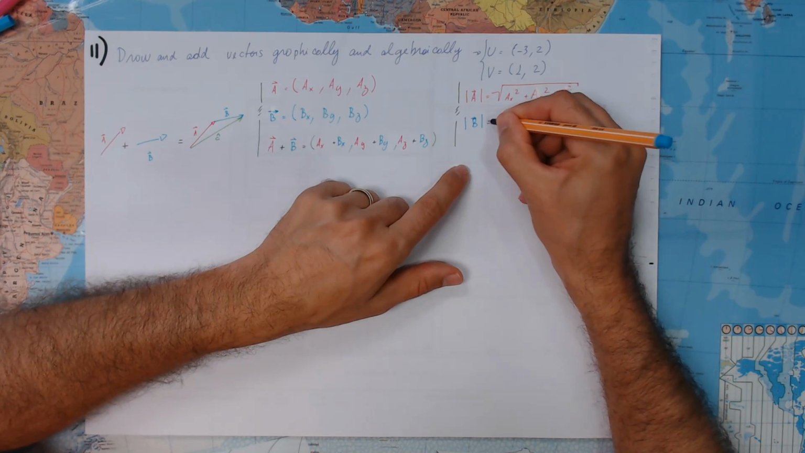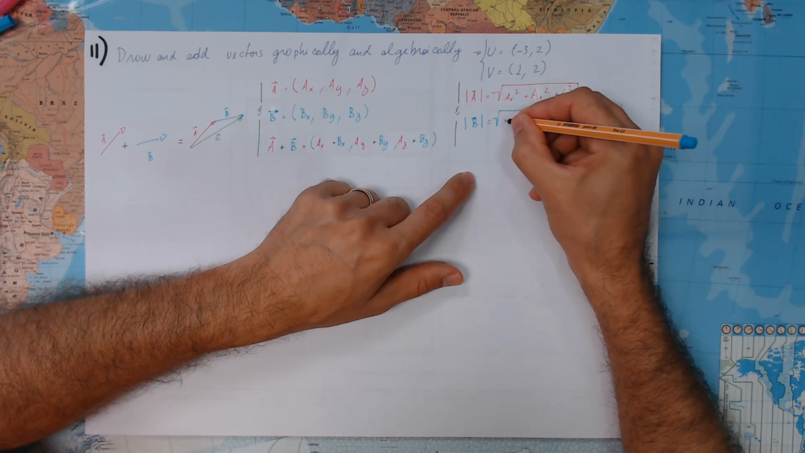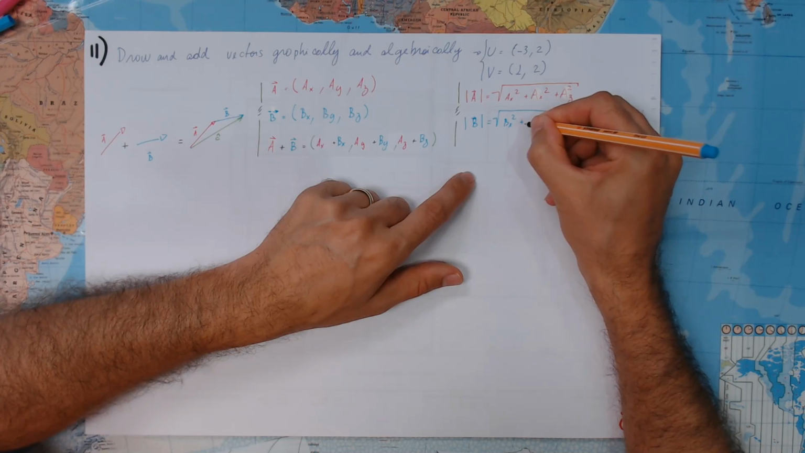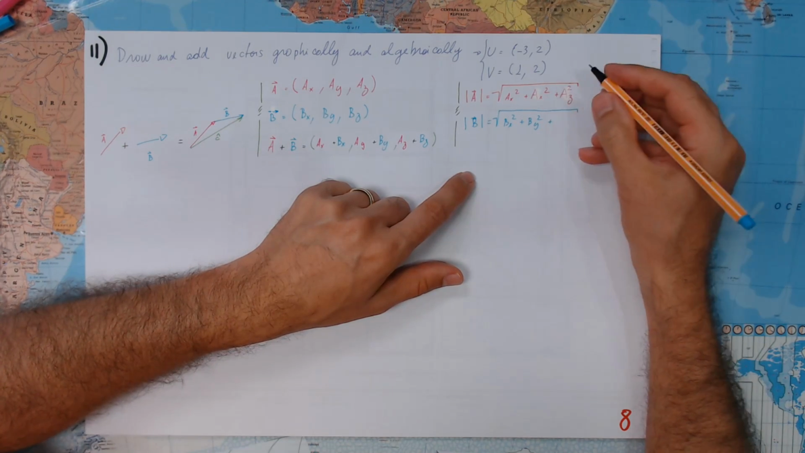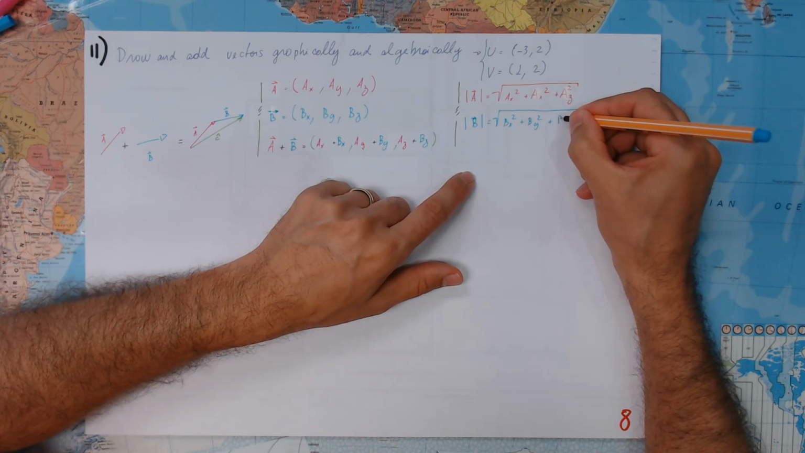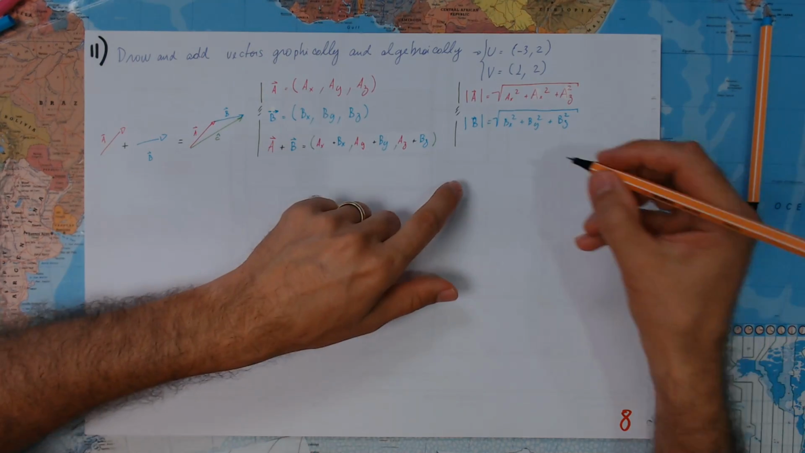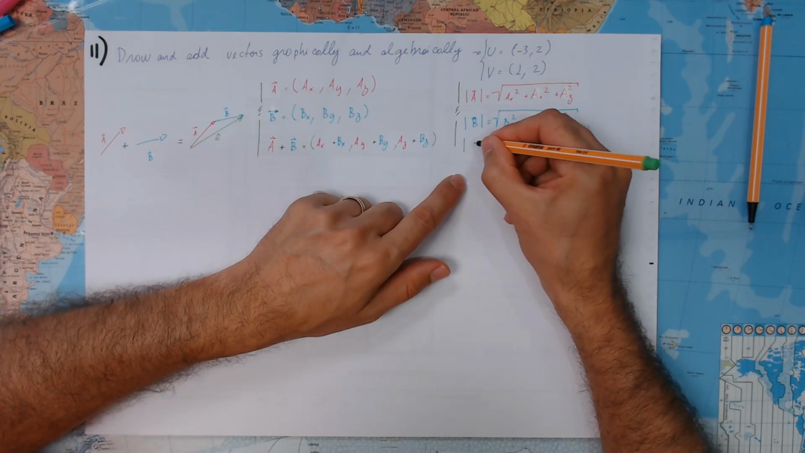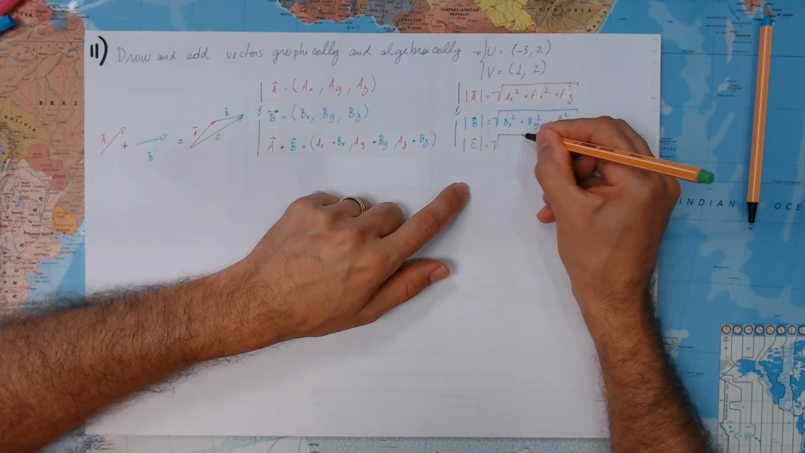The magnitude of B is going to be what? The square root of bx squared plus by squared plus the component z squared. And if we just want the magnitude of C, it's going to be what? The same.